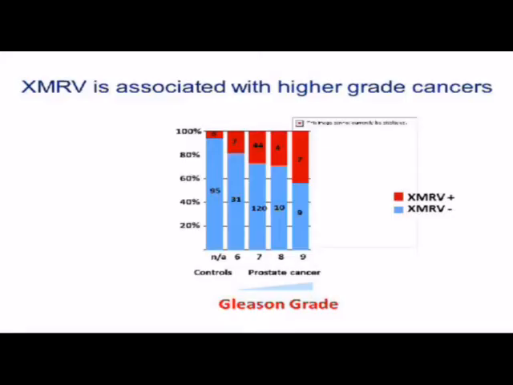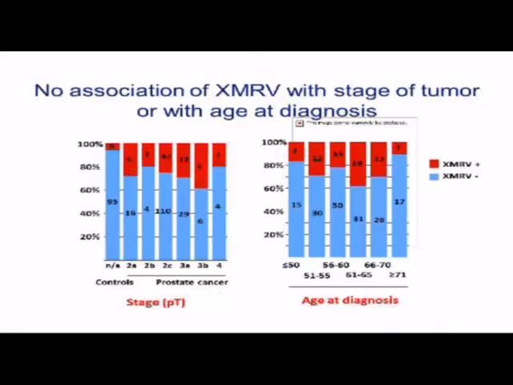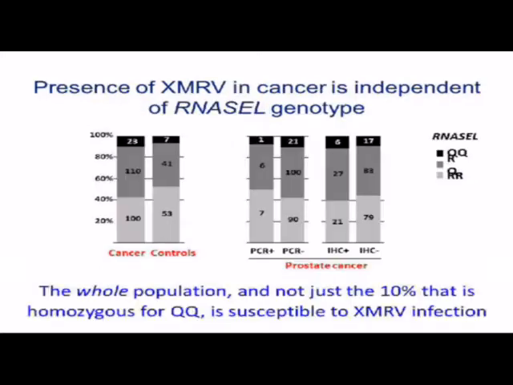We also showed that the more aggressive the tumor, and Gleason grade is a way of assessing aggressiveness, the more aggressive the tumor, the more likely it was to have XMRV. The other thing we saw was that we didn't see any association between either the stage of the tumor or the age at diagnosis. And finally, the previous paper had shown a strong association between RNase L genotype and XMRV; we didn't see any association at all. Now there are many other studies that have come out showing that this association is not seen, and the original people also now say that that's probably true.